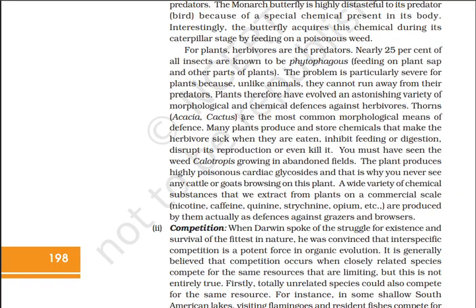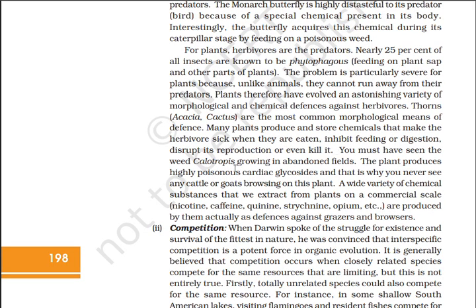Thorns, as in Acacia and Cactus, are the most common morphological means of defense. Many plants produce and store chemicals that make herbivores sick when they are eaten, inhibit feeding or digestion, disrupt its reproduction, or even kill it.